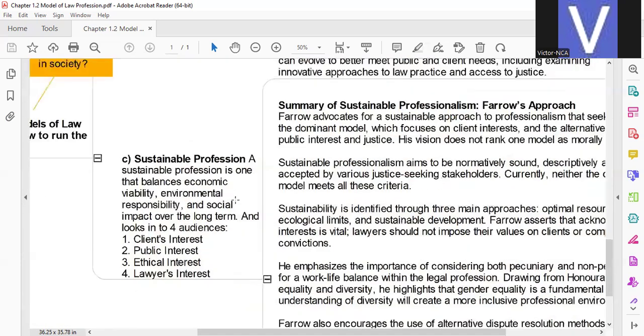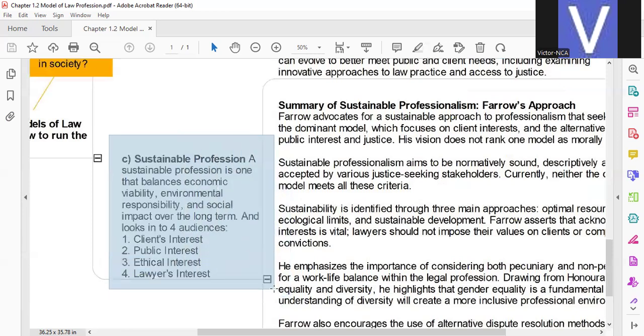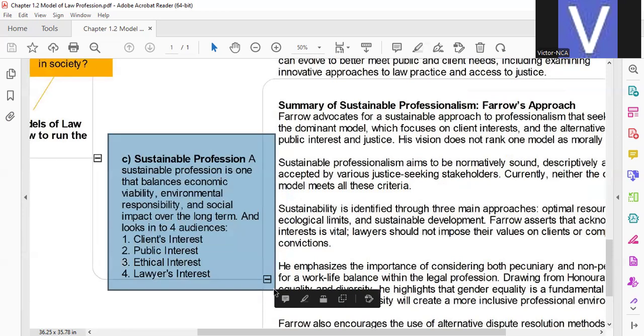Third model is the sustainable profession. And when we talk about the sustainable profession, it is the one that creates a balance between economic viability, environmental responsibility, and social impact over the long term. Therefore, to create this balance, it looks into four audiences in total, which covers client's interest, public interest, ethical interest, and lawyer's interest.